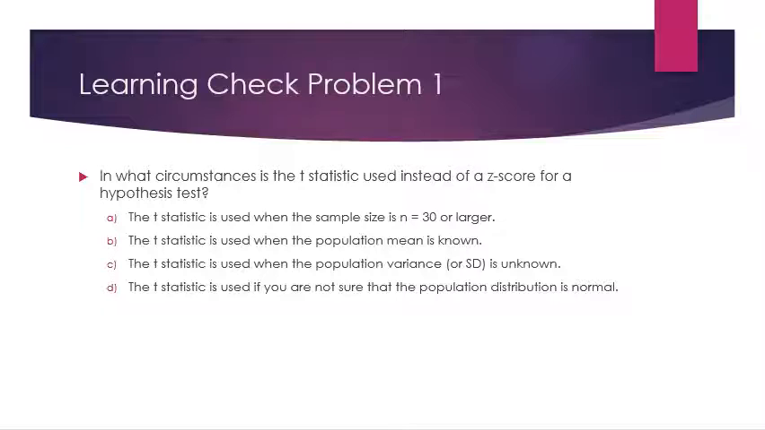So let's do learning check problem 1. In what circumstances is the t-statistic used instead of a z-score for a hypothesis test? Well, the answer would be the t-statistic is used when the population variance or standard deviation is unknown.